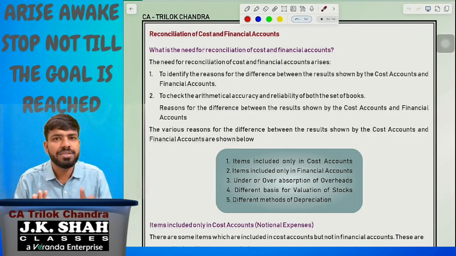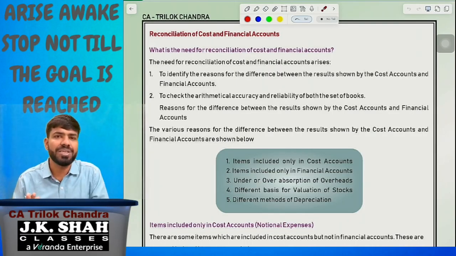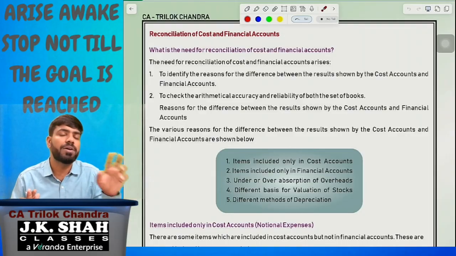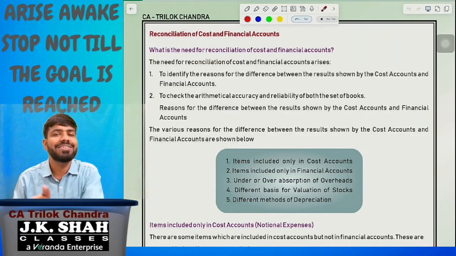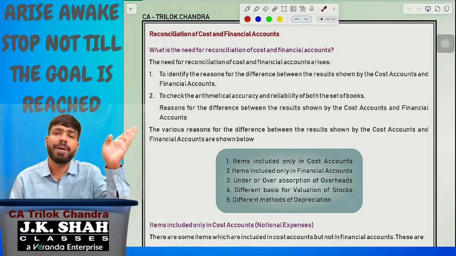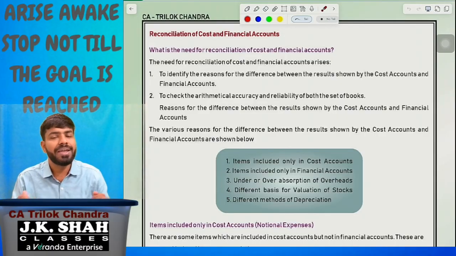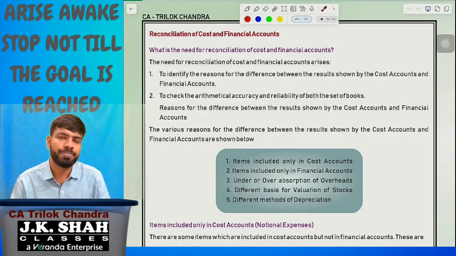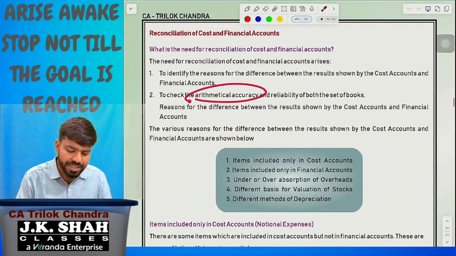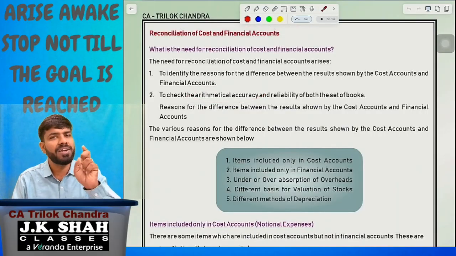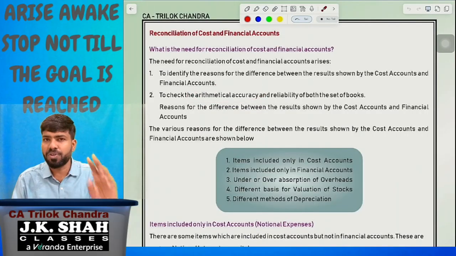Are you understanding this? And one more thing, before getting into this, you already have the idea about reconciliation from the foundation level. That is the bank reconciliation statement. There we are comparing the cash book with the passbook. Here we are comparing cost profit with the financial profit. Ditto same, and the format is also the same. Are you understanding? Next. As I told you, it is about checking the arithmetical accuracy. There are two purposes: identifying the difference and checking the arithmetical accuracy.